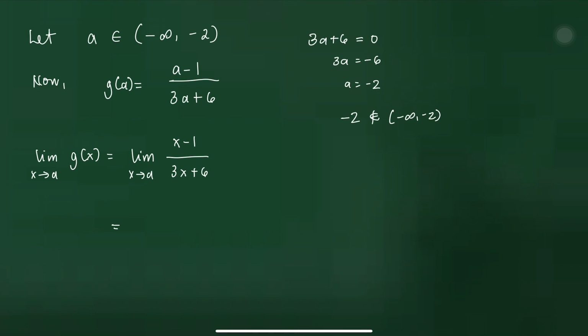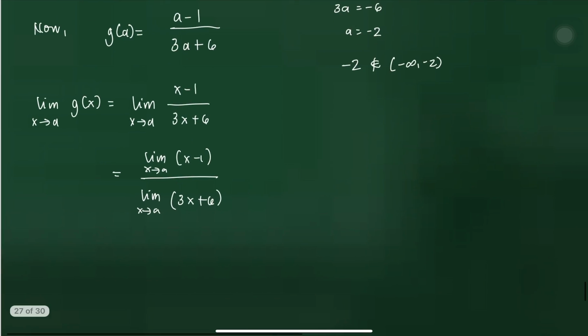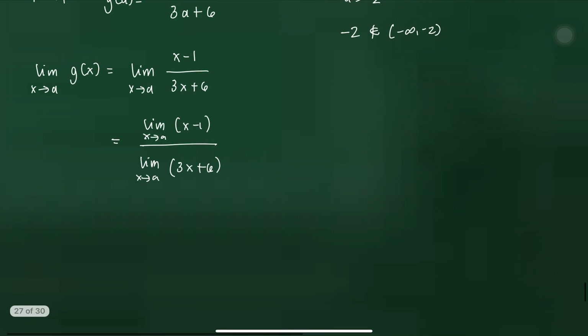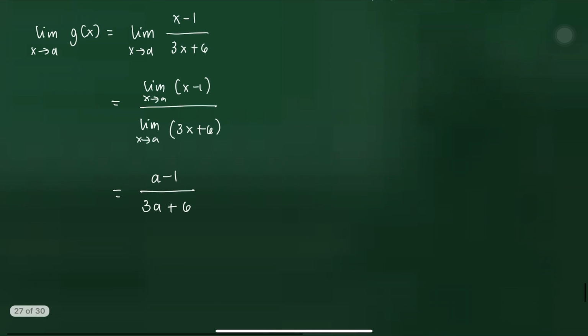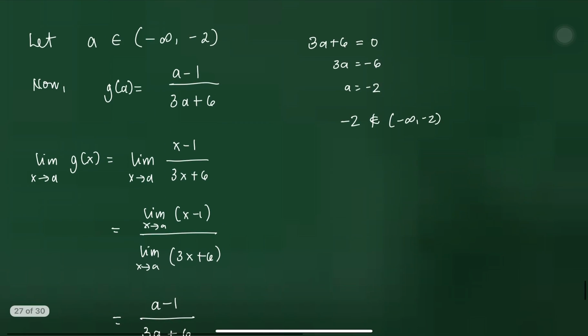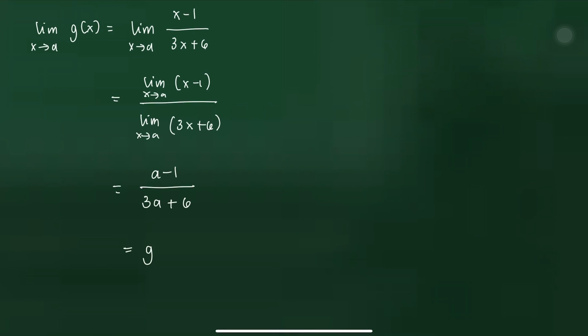Ngayon, natatandaan ba natin yung properties ng limits? Pwede siya sa taas, madidistribute siya sa taas, at sa ibaba. At kapag polynomial, ano nangyayari? Papalitan lang yung x ng a. Ngayon, nagiging undefined ba ito? Hindi. Dahil ang a natin ay hindi pwedeng maging negative 2. At ano ito? Gaya ng nakita natin kanina, ito ay ang ating g of a.